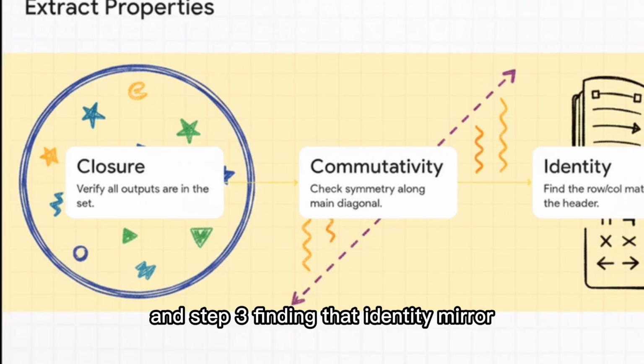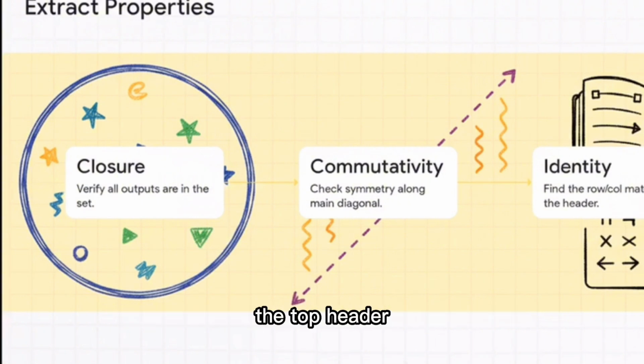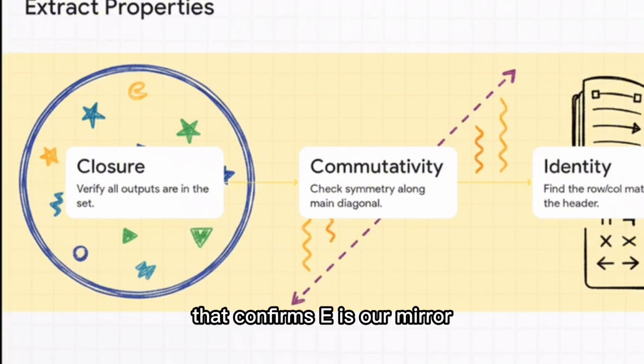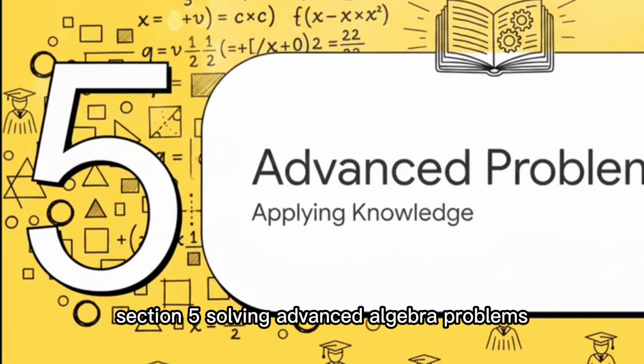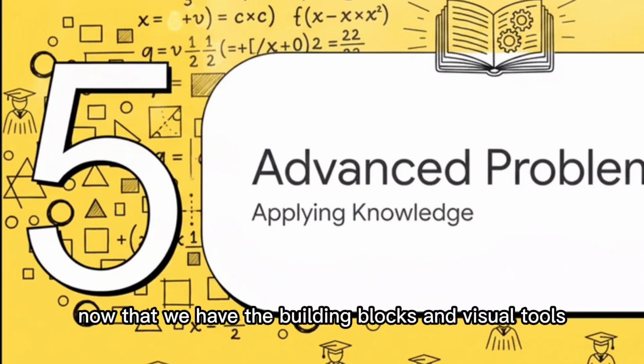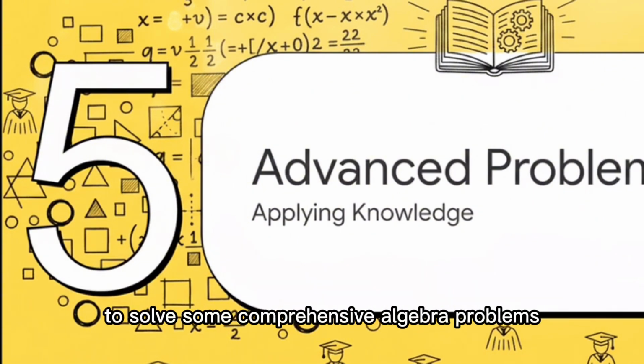And step 3. Finding that identity mirror. Just look for the row that perfectly matches the top header. Notice how the row for E matches the header perfectly? That confirms E is our mirror. Section 5. Solving advanced algebra problems. Now that we have the building blocks and visual tools, it is time to graduate to the real deal. Let's apply what we've learned to solve some comprehensive algebra problems.